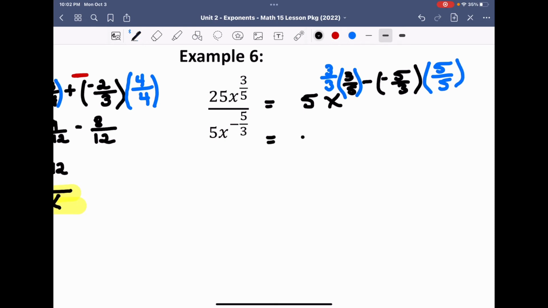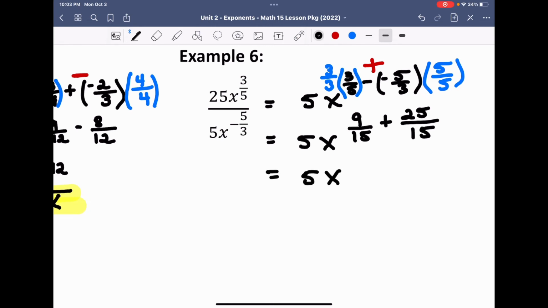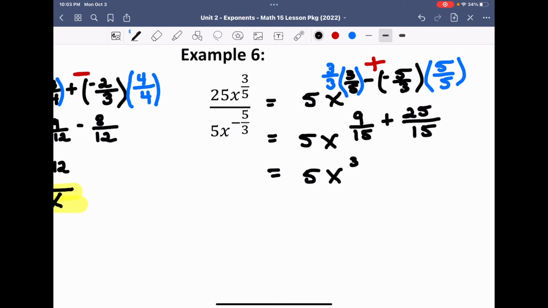This is equal to 5x to the power of 3 times 3, which is 9, over 15. A negative and a negative are going to combine to make a positive. So we can actually convert this into being a plus 25, or 5 times 5, over 15. Now this is equal to 5x. 9 plus 25 is 34, over 15.